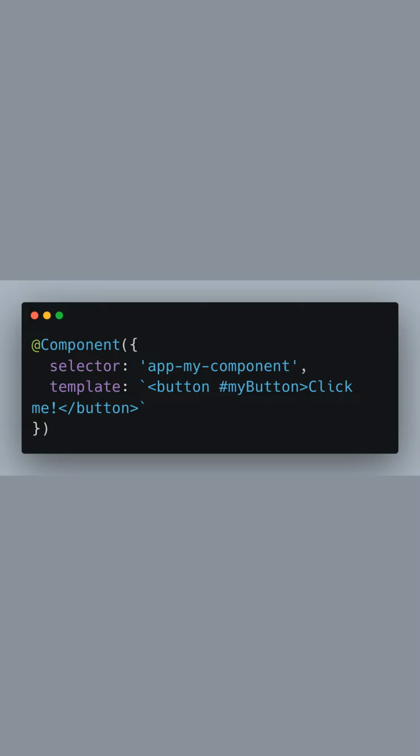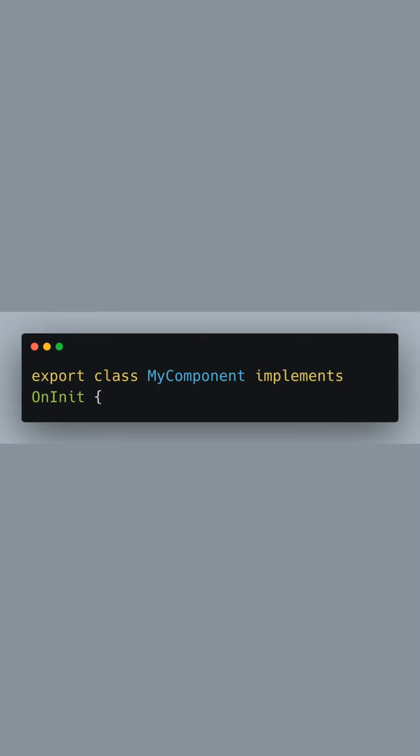Here, we decorate our class with that component, giving it a selector to be used in HTML and defining the template inline. Note that the template consists of a simple button element with a reference variable named myButton. This can be used for direct DOM access if needed. This line of code defines the class myComponent, which implements the OnInit Lifecycle hook interface. By implementing OnInit, we are telling Angular that we want to perform some actions when this component is initialized.